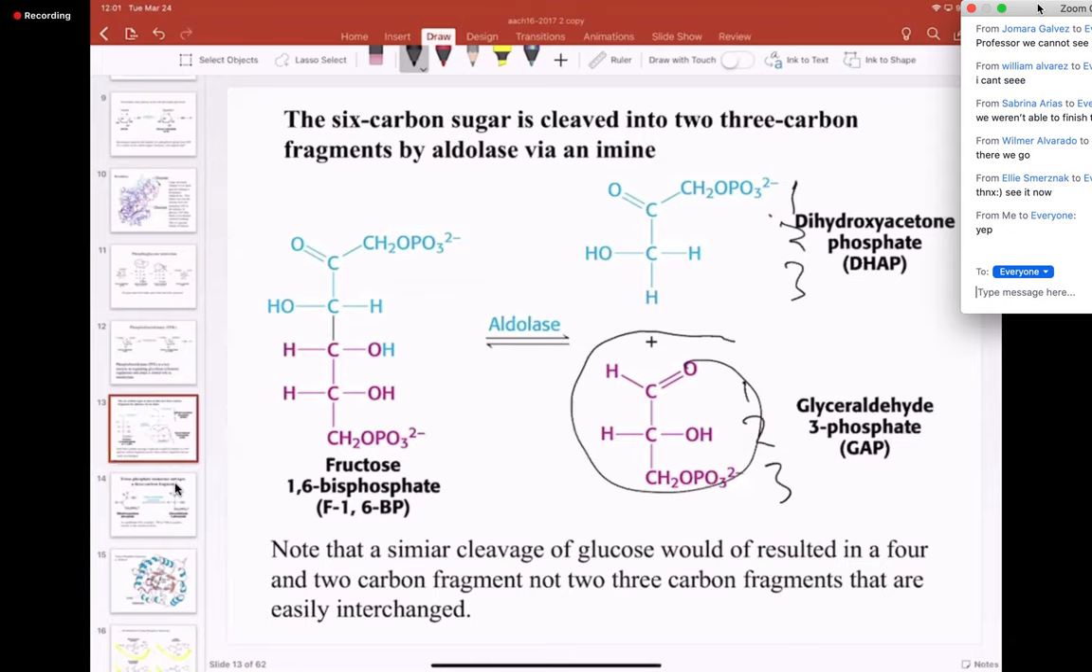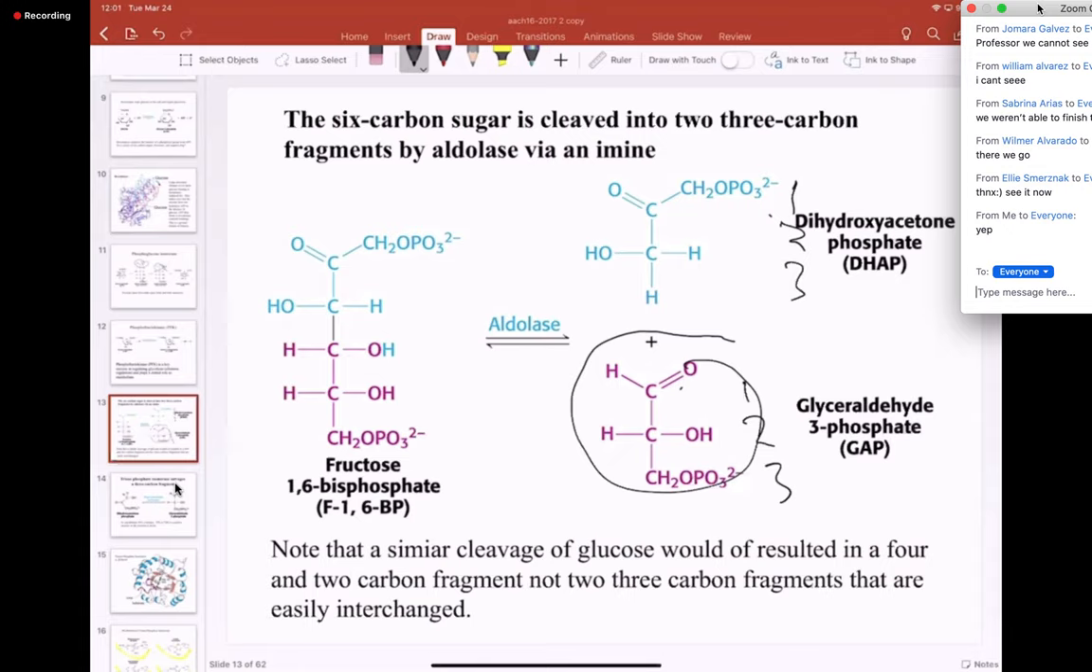What happens from there is that the red part comes from the red part and the blue part comes from the blue part, so they're kind of linked together. The other thing about these two, as we'll show you in the next few slides, is that they are interchangeable. And so you can go from the aldehyde to the ketone or back and forth as the case may be.